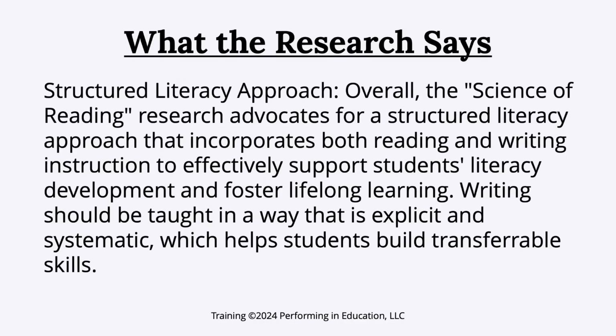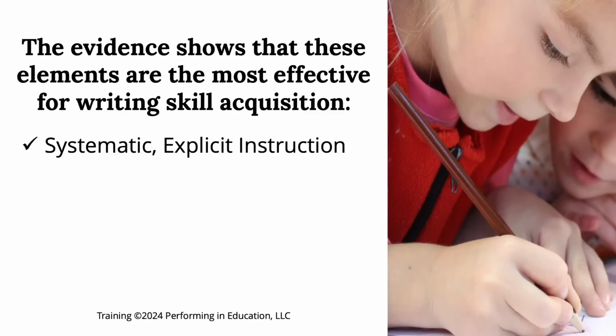So the research says that a structured literacy approach is preferred, and this advocates for the science of reading, and it has to incorporate both reading and writing instruction. So very important that we have that writing piece, so we do not forget about it. And most importantly, writing should be taught in a way that's explicit and systematic, which helps students build transferable skills. So when you see the research, you're going to see that time and time again. The direct, explicit, and systematic instruction is what has the best outcomes.